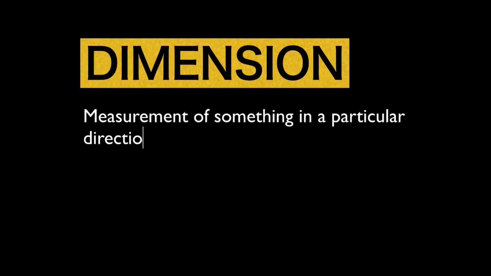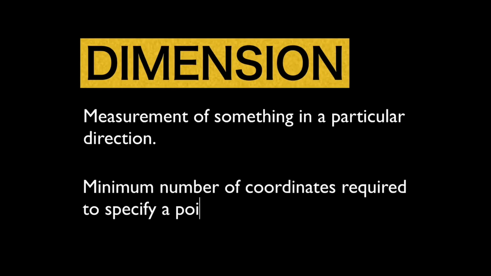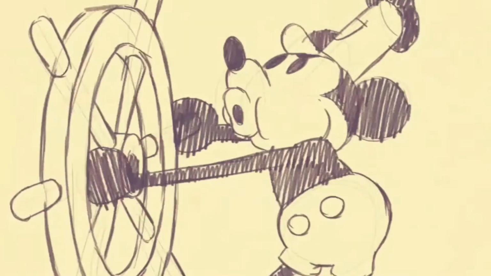Dimension. It can be defined as the measurement of something in a particular direction. So you've got a line or you've got a square. So it's something, an object. It's measurement in a particular direction, or we can say it's the minimum number of coordinates which are required to specify a point within it.